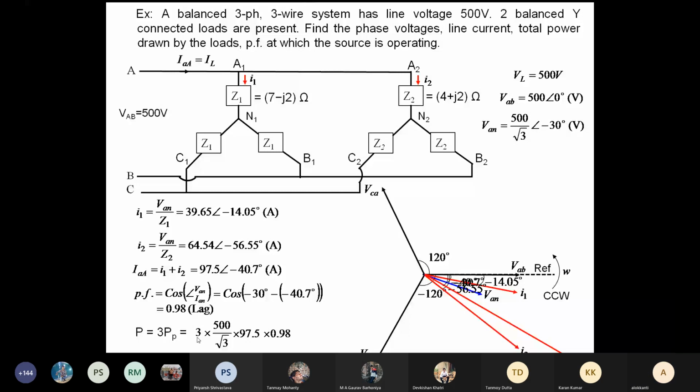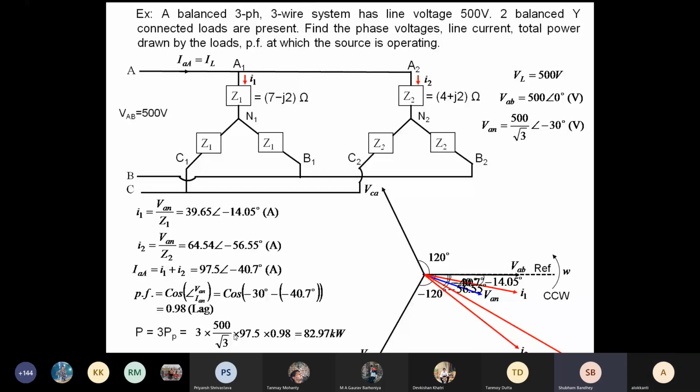We are calculating the power per phase, so we are doing 3 VP IP cos phi. Then you can do this by a calculator, and the answer is 82.75 kilowatt. Is my answer wrong? I also got 82.74.